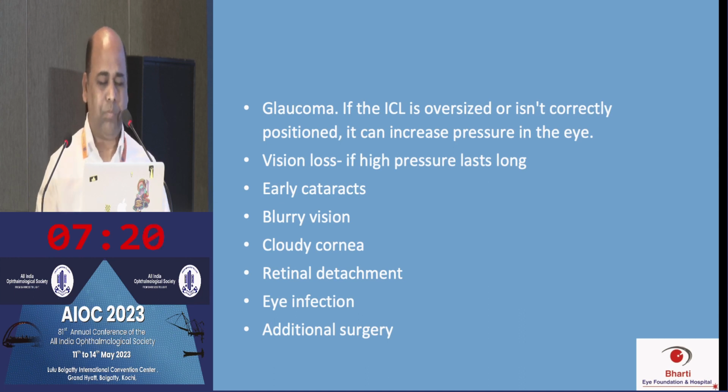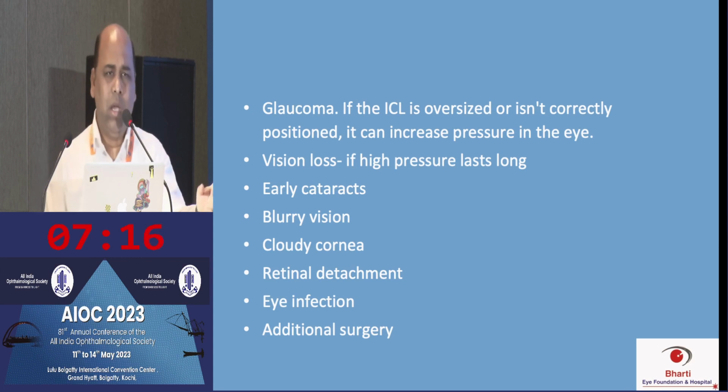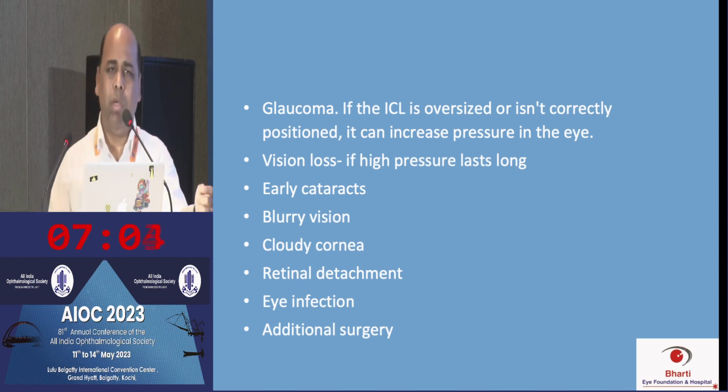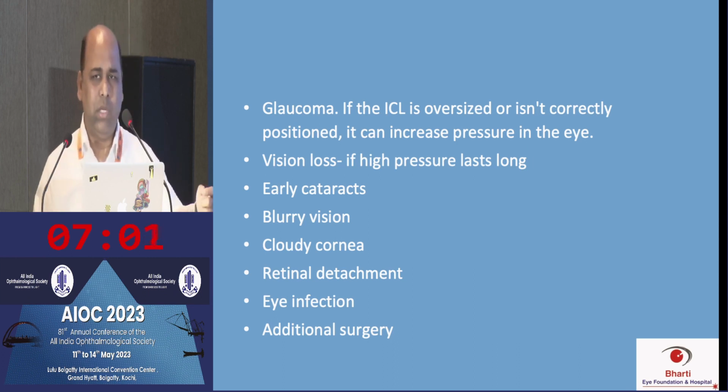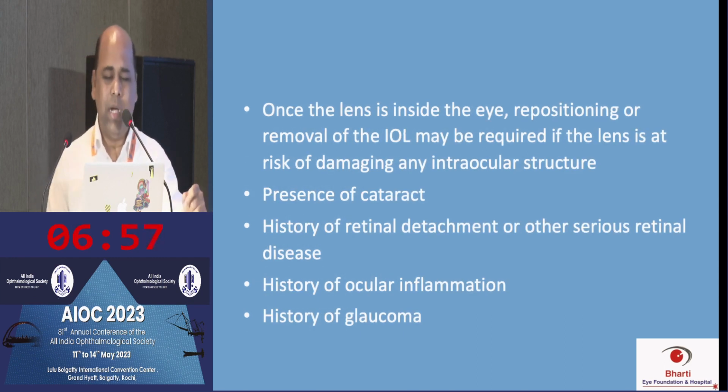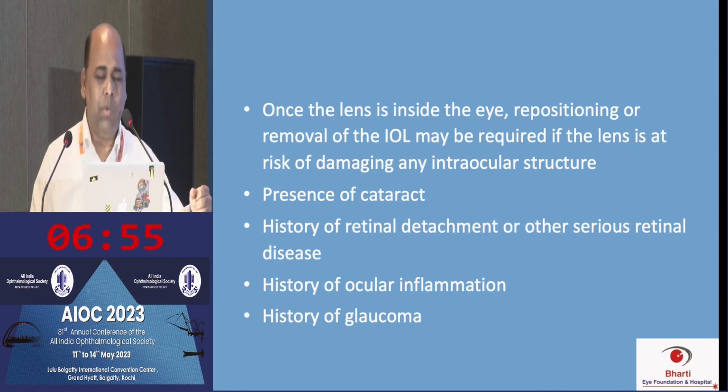And pressure management is very important. Pressure rise is common after ICL surgery, so always check the pressure at every visit. Always look for the vault clinically on the slit lamp, and if you think it's too high or too big, always take the help of ASOCT or UBM. Once the lens is inside the eye, repositioning or removal of the ICL may be required if the lens is at risk of damaging any intraocular structure, iris, or the lens.